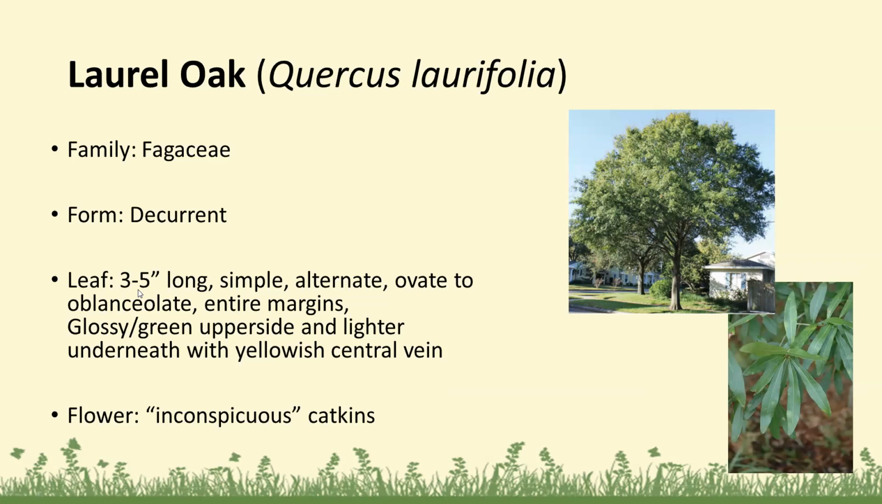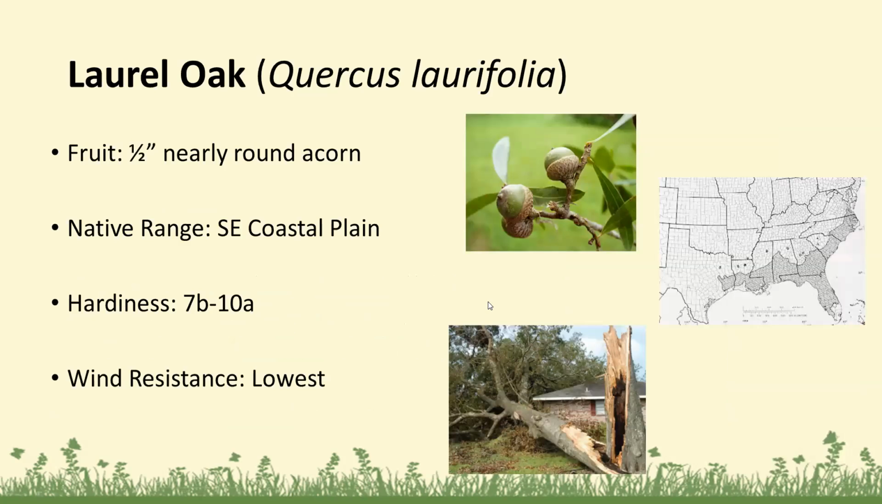And then also the leaf, it's a very nondescript leafy looking oak leaf, 3 to 5 inches long. And the flower is not going to be any help either, as in a lot of these situations. If you look at the acorn, it is shaped a little bit differently. It's rounder. And if you look at the range here compared to the live oak, it pretty much covers the same area as the live oak. It doesn't go as far into Texas, but other than that, it goes almost all through Florida where we're at. And it has the lowest wind resistance.